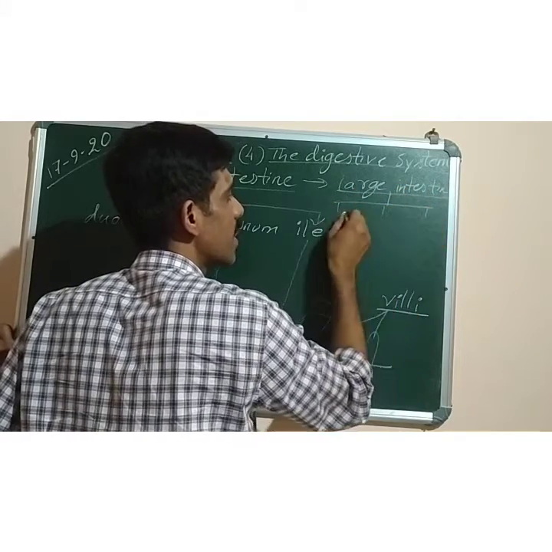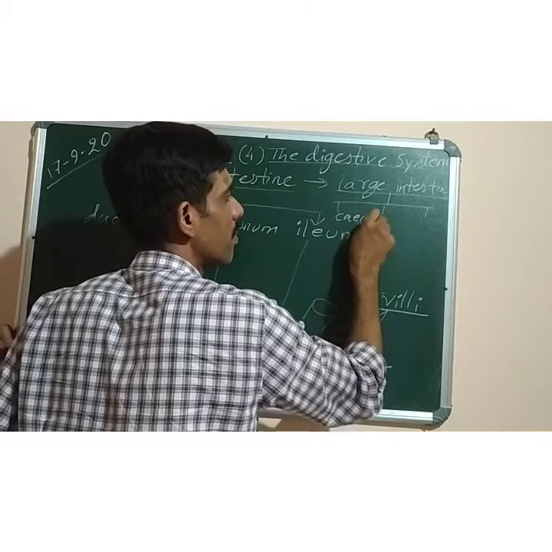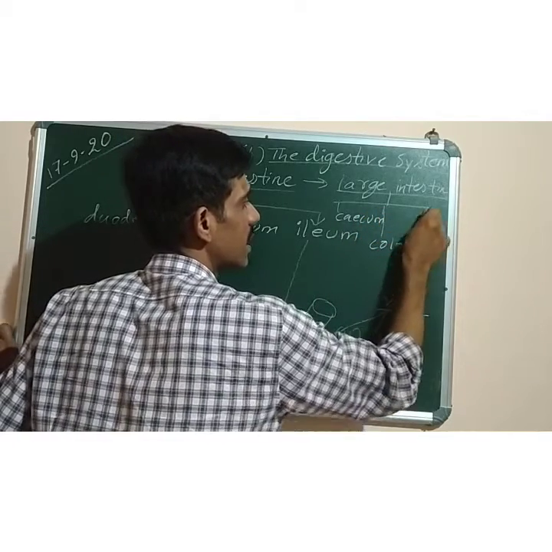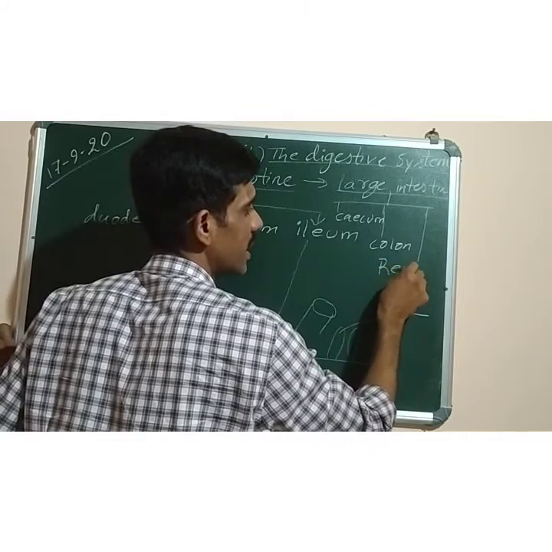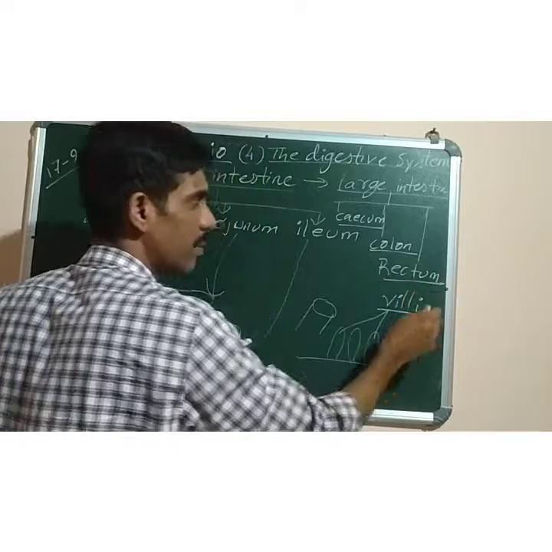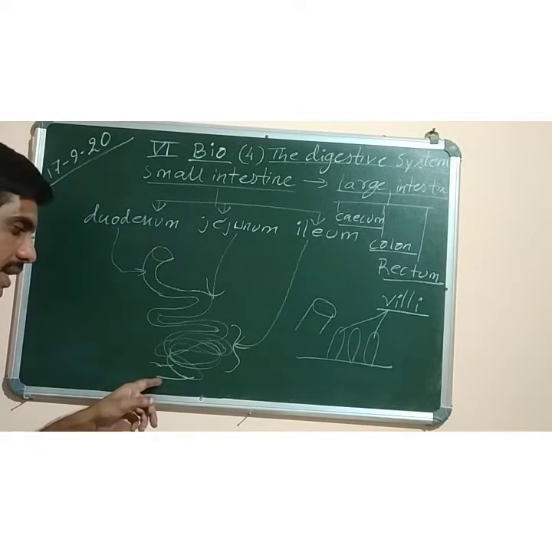So what are these three parts? Caecum, C-A-E-C-U-M. The second part is called colon, C-O-L-O-N. And the third part, or the last part, is called rectum, R-E-C-T-U-M. So caecum, colon and rectum are the three parts of the large intestine.